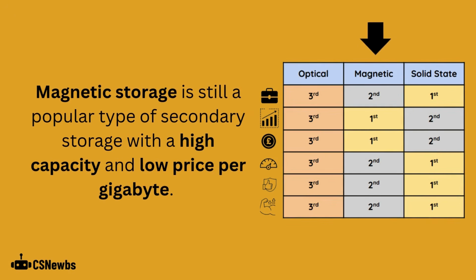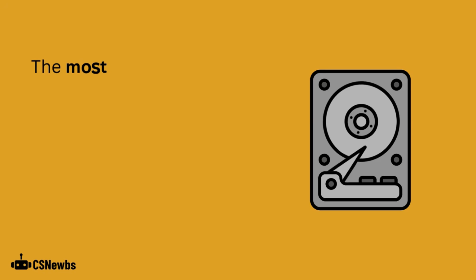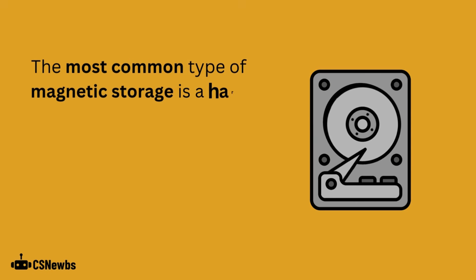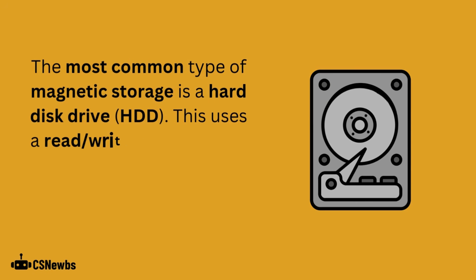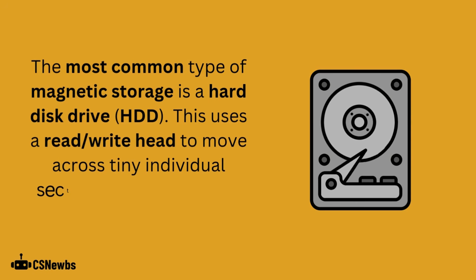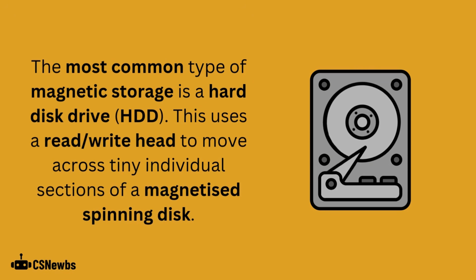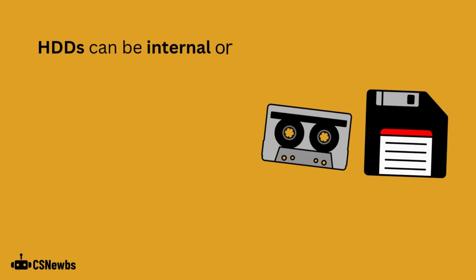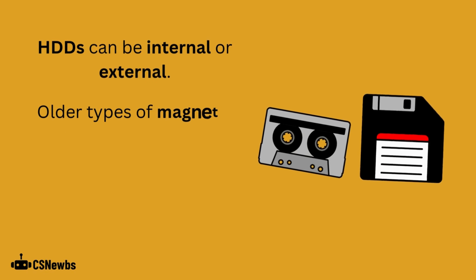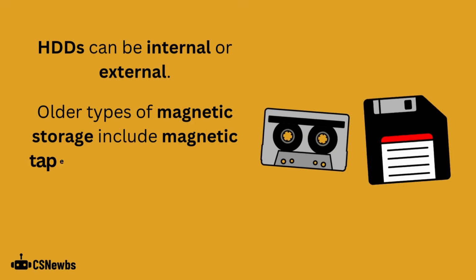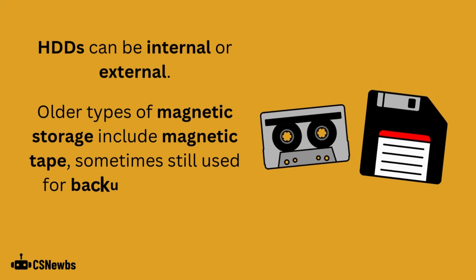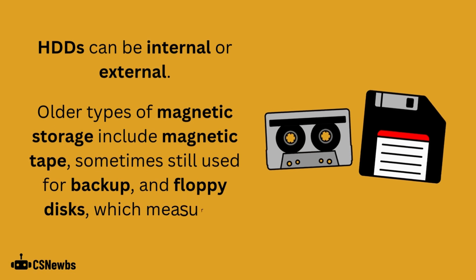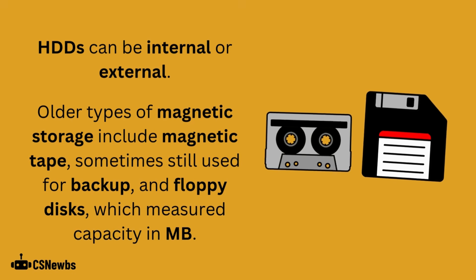Magnetic storage is still a popular type of secondary storage, with a high capacity and low price per gigabyte. The most common type of magnetic storage is a hard disk drive. This uses a read-write head to move across tiny individual sections of a magnetized spinning disk. A hard disk drive can be internal or external. Older types of magnetic storage include magnetic tape, which is sometimes still used for backup, and floppy disks, which are not used because they had a very low capacity.